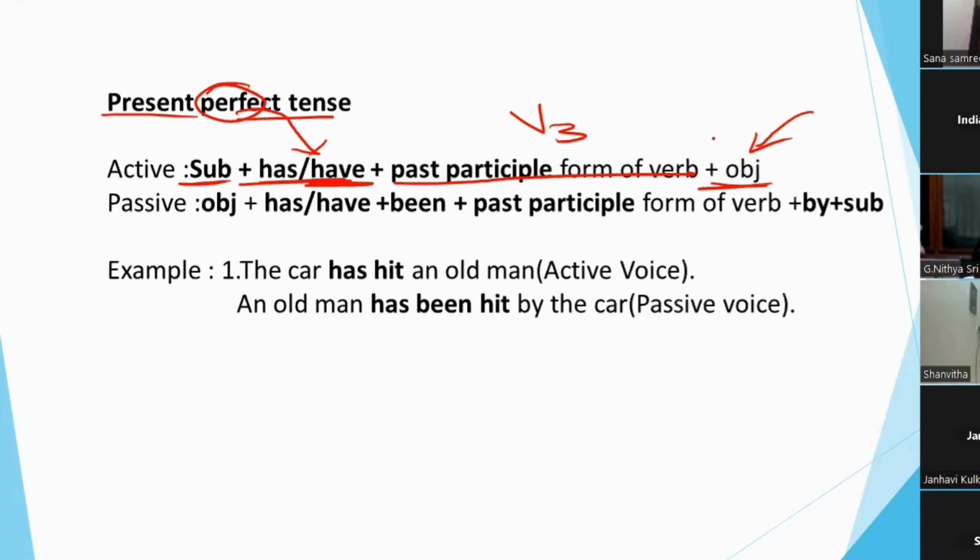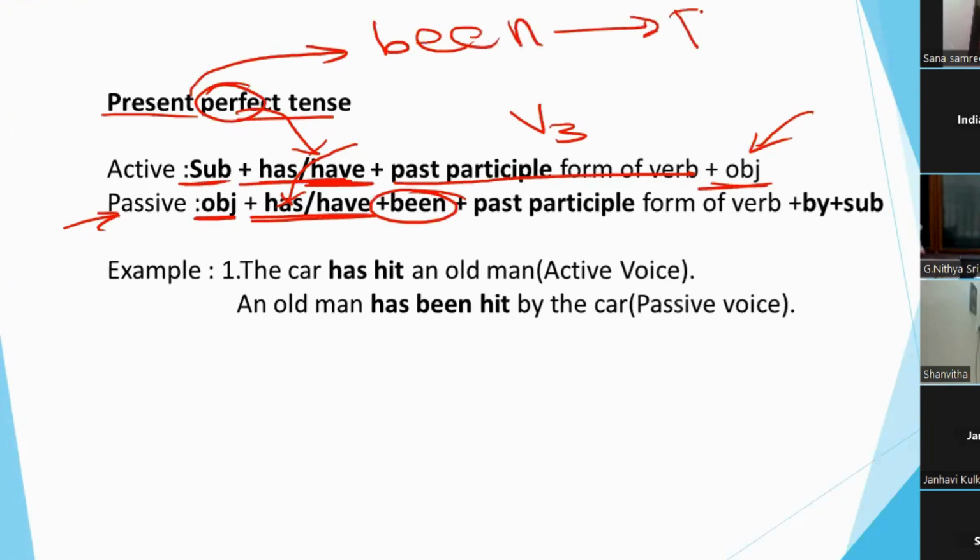Now, when you change that into the passive voice, your structure looks like object plus has or have. The way you have it in your active voice, retain that in your passive voice, plus being. This is very important again. When you're having perfect tense, whether it be present perfect, past perfect, or future perfect, use being in your passive voice. Like how we are using being in your continuous tense, use being in your perfect tense in passive voice. Now the same rule, use V3 form of verb plus by plus subject. Okay, let us see the example.